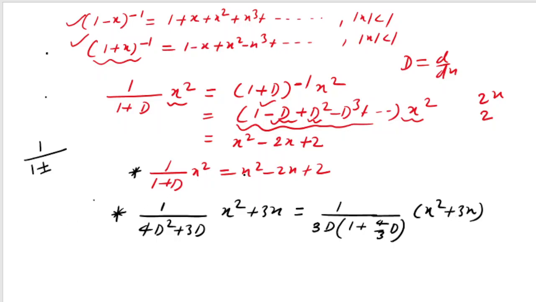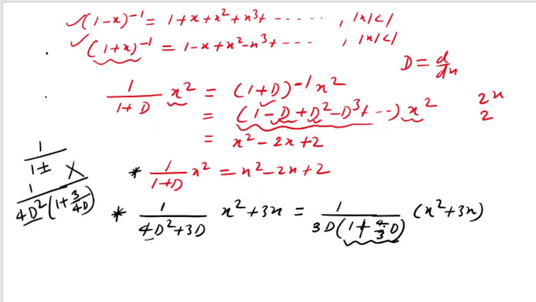Some of you might be thinking that there is also a possibility that I could have taken 1 by 4D square common, and written 1 plus 3 by 4D. You see what I will get: 4D square into 1, so 4D square, and 4D and 4D cancel, D square cancels, I will get 3D. But we will not write it like this. This is the wrong approach, because whenever we are taking something common, in the bracket that we get, the D term should come in the numerator, not in the denominator.